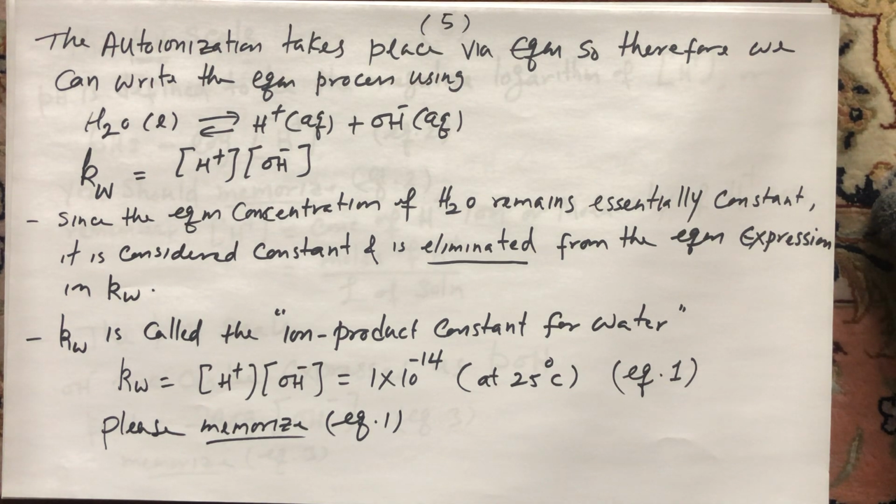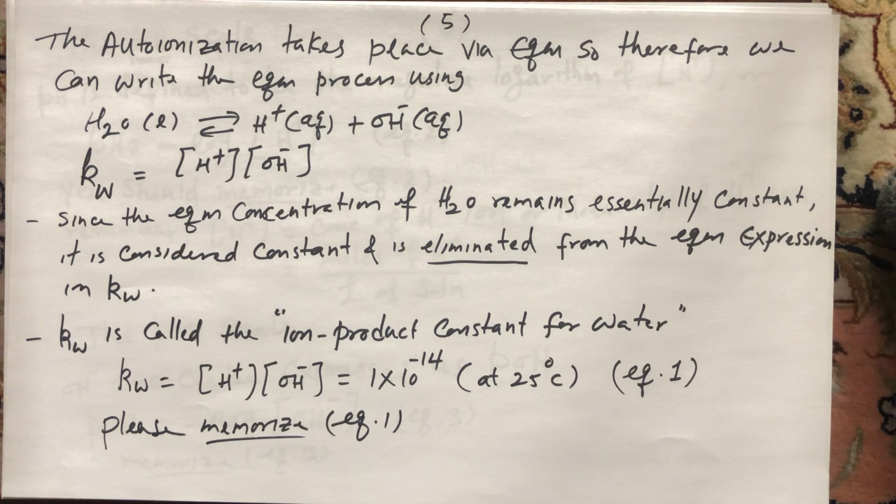So the Kw can be written as H plus times OH minus, but please note that the concentration of water is not included in that Kw expression, because the equilibrium concentration of water is around 55 molar, and it's basically constant. The concentration of water doesn't change, and since it's a constant, it doesn't change.